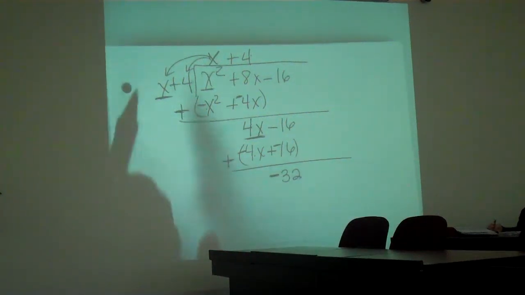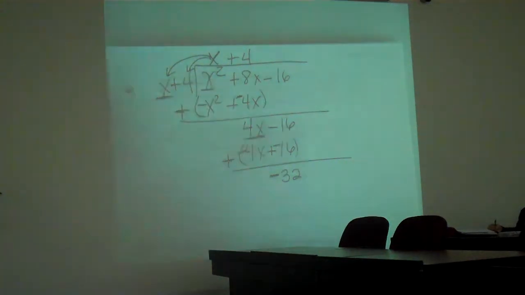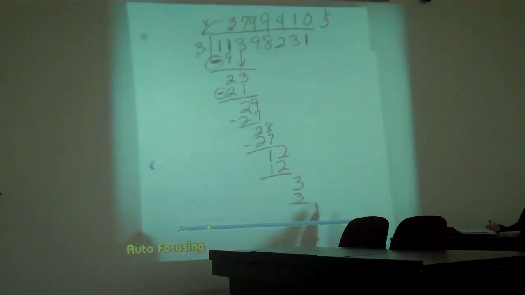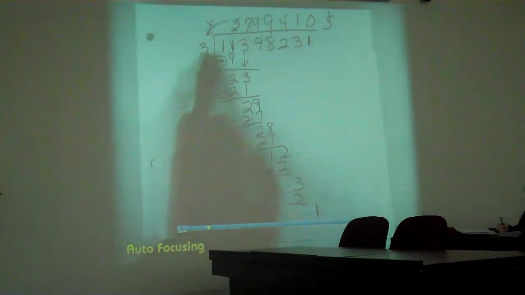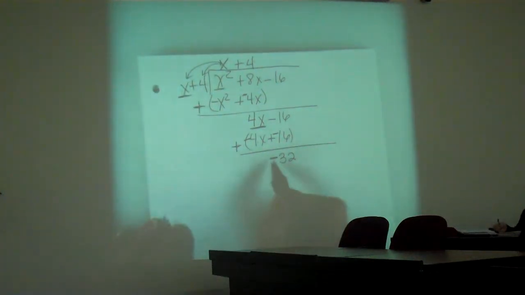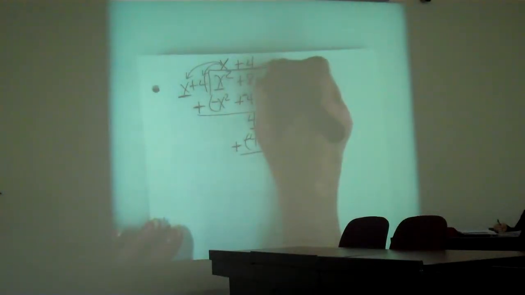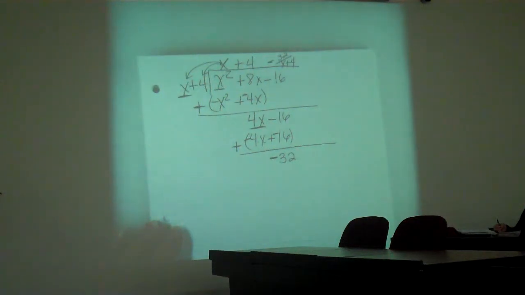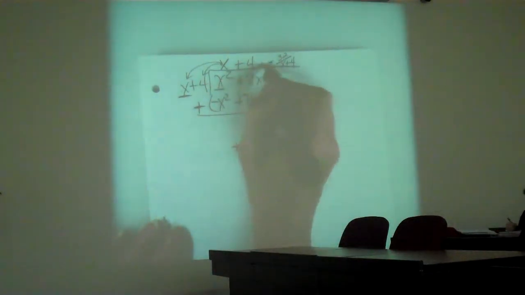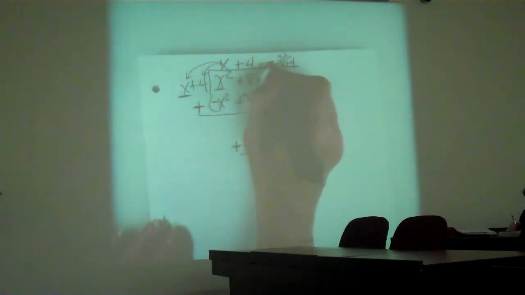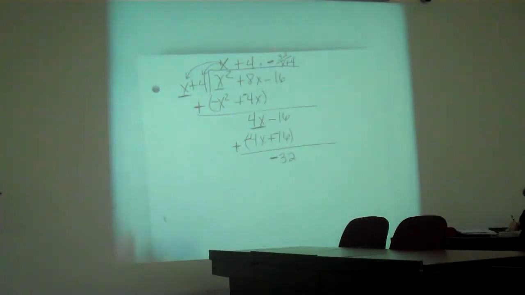Okay, remember what we did with the remainder? We put this over this. Remember how we put 1 over 3 to be 1/3. You're going to put this over this. Since there's a minus, put minus 32 over x plus 4. You may see it as plus a negative 32 over that, but you don't have to have a plus. You can just put the minus 32 over x plus 4.